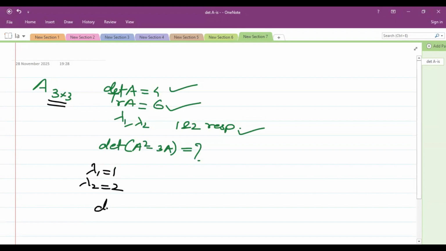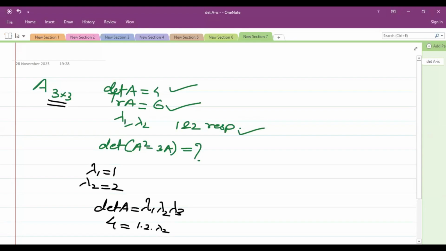I think another eigenvalue is coming out from 6 minus 1 plus 2. So what is the third eigenvalue? The trace is equal to 6, and 1 plus 2 plus 3, so it is plus 3.